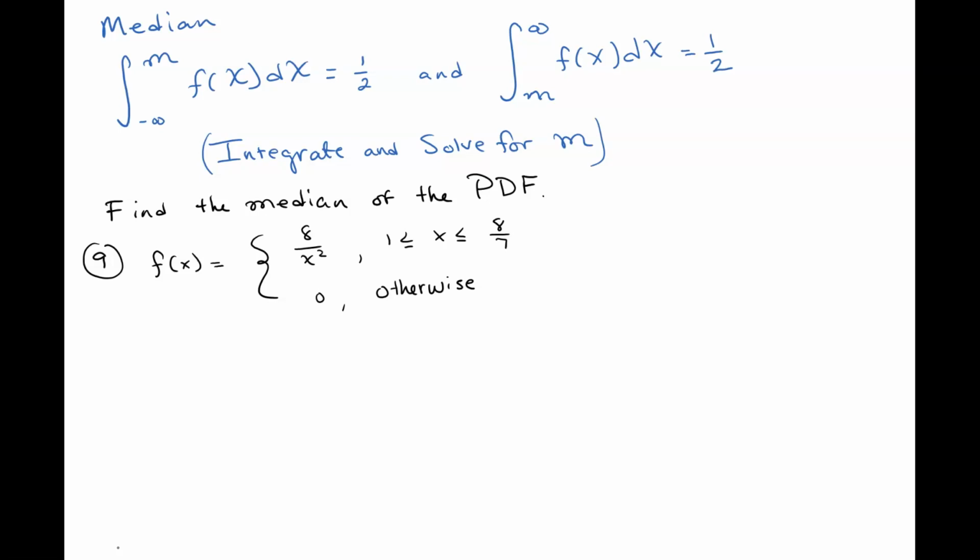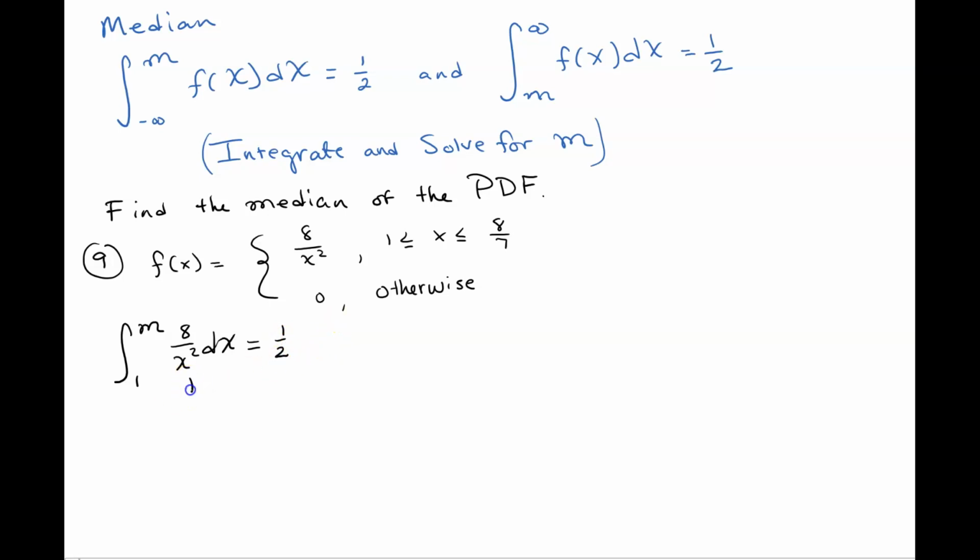All right, so we take this f of x equals 8 over x squared, between 1 and 8/7. It's 0 otherwise, but we really won't concern ourselves with that. So we're going to look and see, if we're starting off at 1, if I integrate my function from 1 to some value m, the median, 8 over x squared dx, where does it equal 1/2? In other words, what value of m will get me to 1/2?